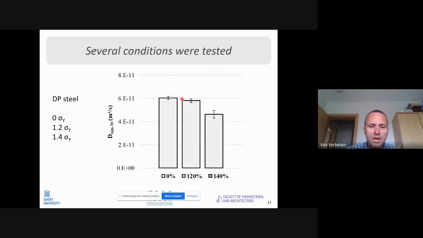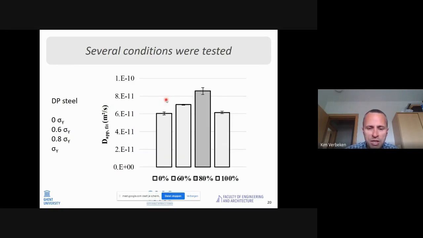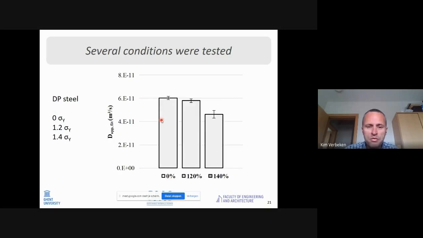So here you have again 0% of the yield strength. We have seen that when we go to 100% of the yield strength, so this was on the previous slide, 100% of the yield strength is pretty much the same as 0%. So when we go further and we go to 120% of the yield strength, we see a small decrease of our diffusion coefficient. When we go to 140%, you see a more significant decrease.